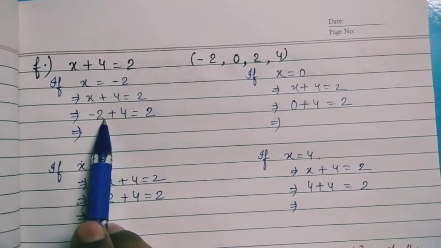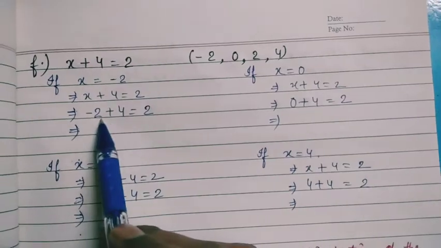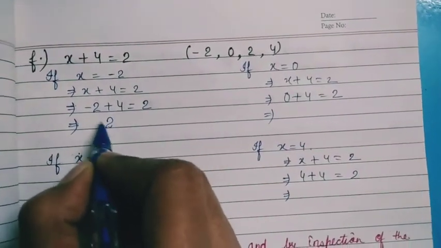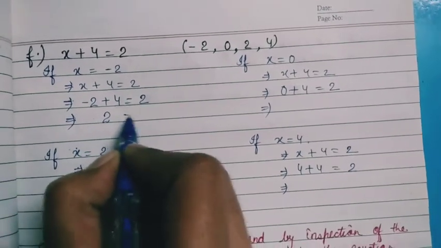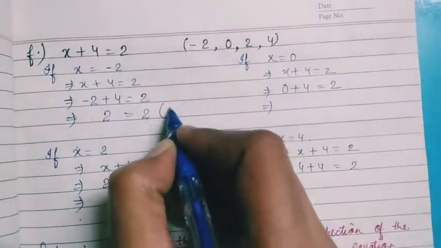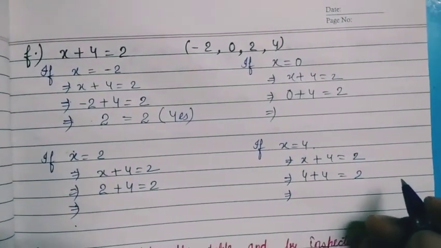Minus 2. Okay, minus plus is minus. 4 minus 2 is 2 and 4 is the greater symbol, so positive will be here. And this 2 is exactly equal to the right side of 2. It means yes, this is the solution of the equation.